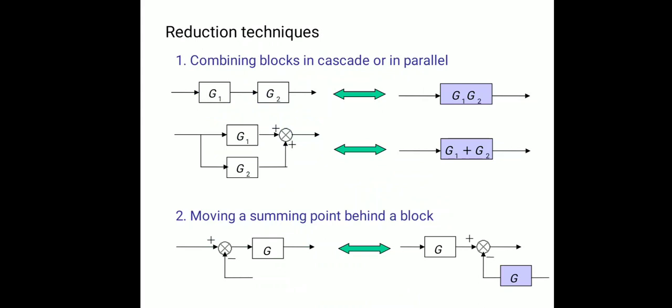Next rule is the shifting rule, moving a summing point behind a block. Suppose we need to shift the summing point after the block, so just shift the summing point after the block, but the same block gain will be added to the shifted summing point. So what is the summing point? The summing point is the point, mostly at the input side, which compares the output signal with the input signal and generates the difference or the error signal, which is sent to the controller for the corrective action. So this is the rule for shifting the summing point after the block.